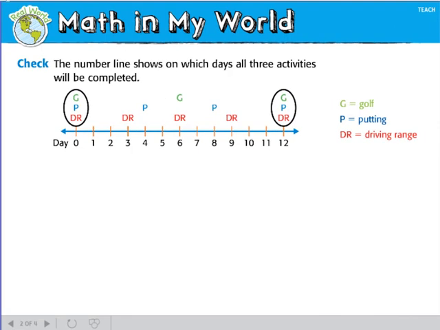Okay, so on a number line, they showed us a calendar, and on day 0, he golfed, he putted, and he went to the driving range. On day 3, he went to the driving range. On day 4, he putted. On day 6, he went to the driving range and played golf.